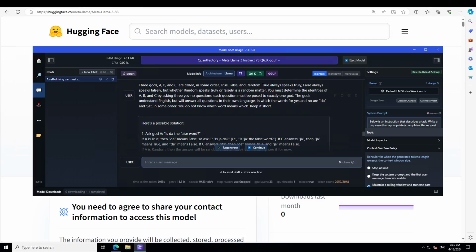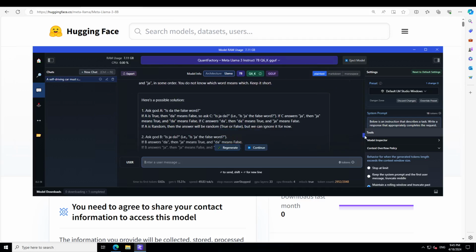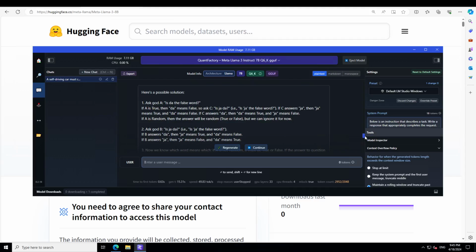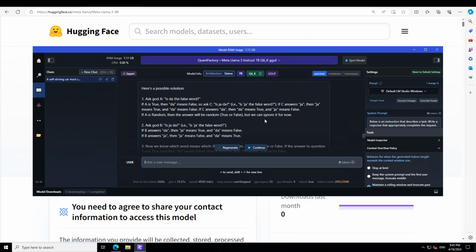And again, look at the response. This is what I'm loving about this model, that it doesn't say anything definite, as if it knows all. It's just saying, here is a possible solution. Ask god A, "Is da the false word?" If A is true, then da means false. So ask C, "Is ja da?" Which means, is ja the false word? Wow, amazing. If C answers ja, then look at this. Amazing stuff. And then it is also telling us different ways of doing it, and also understanding what exactly I tried to confuse it with, da and ja here.